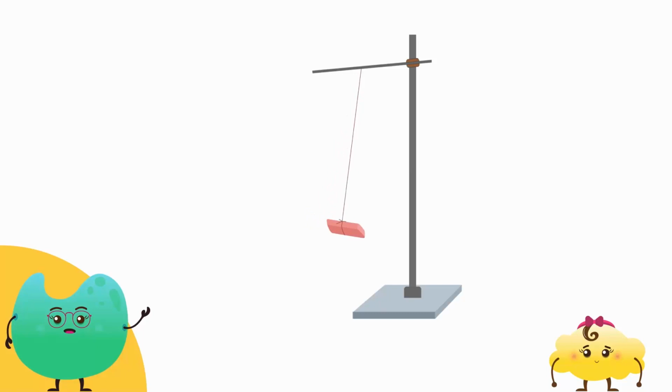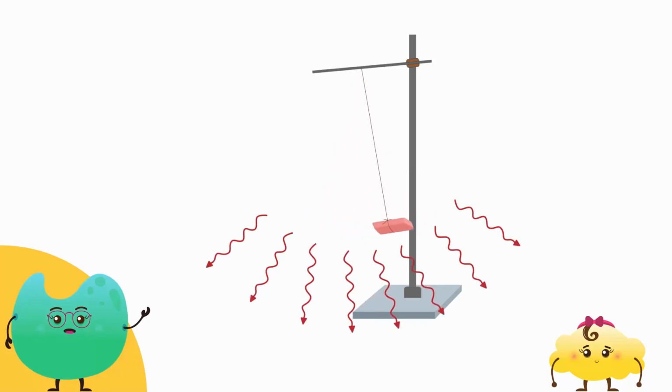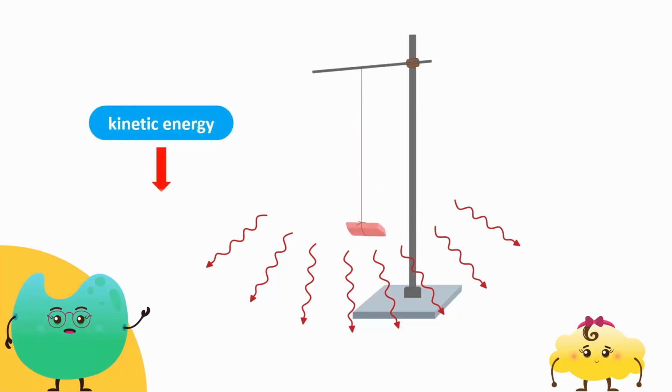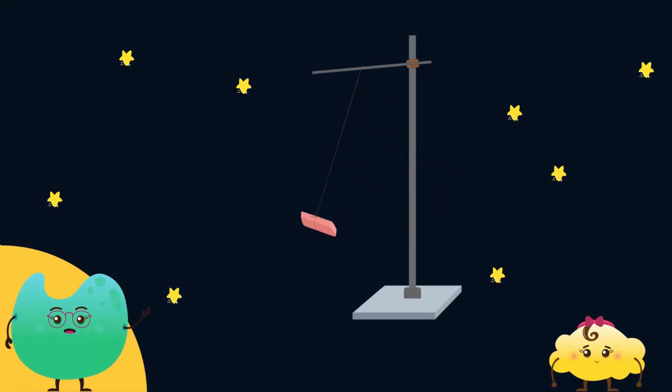You're right, Bubbles. Some of the energy of a system changes into unwanted energy. In this case, it will be the heat energy due to friction with air. This heat energy dissipates into the atmosphere and the eraser slows down and eventually stops when all the energy is dissipated. Do you know what would happen if you were to do this in outer space where there is no air? The eraser would go on swinging forever. The mechanical energy of the eraser would be conserved, and there would be no energy dissipation as heat.